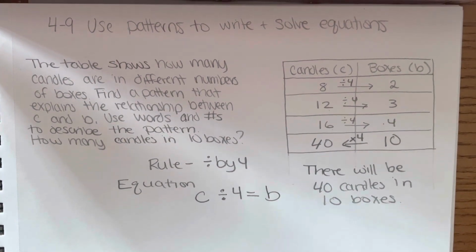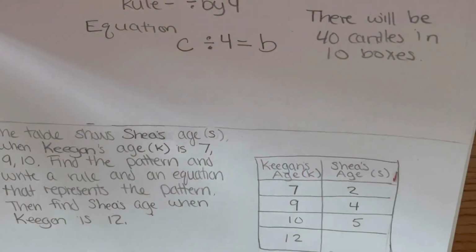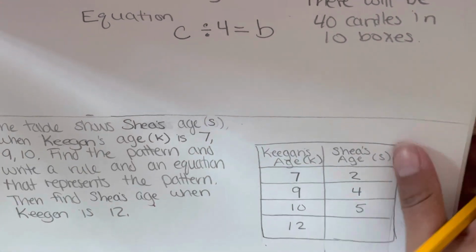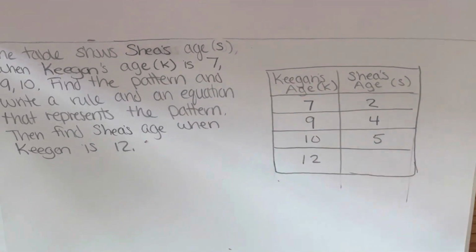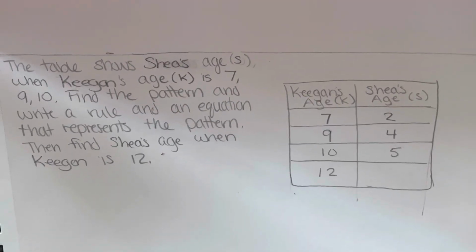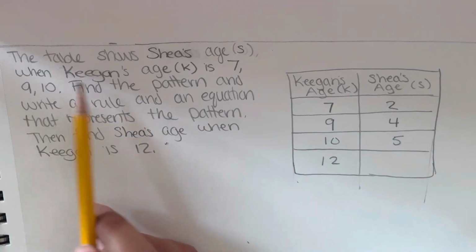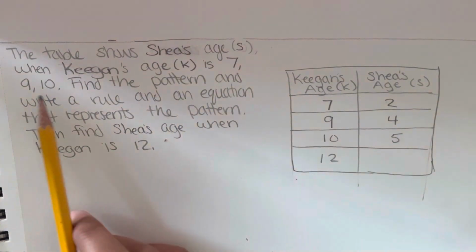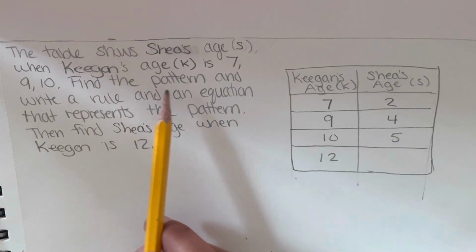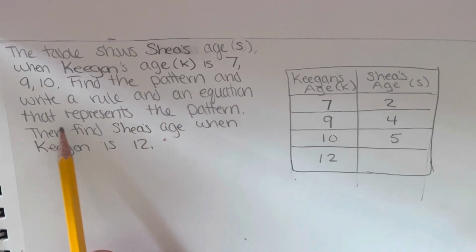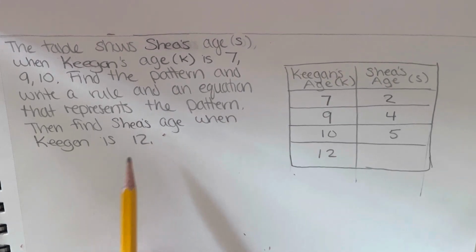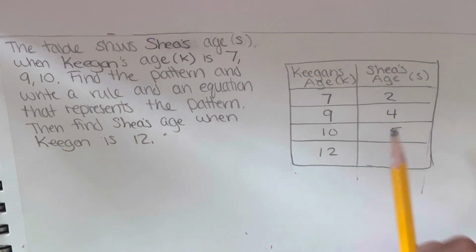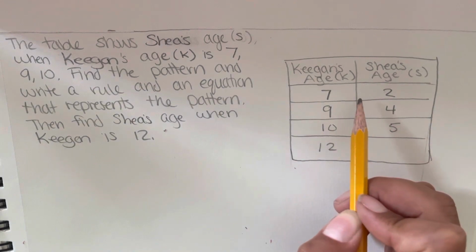Let's do one more example. All right. This table shows Shay's age, S, when Keegan's age, K, is 7, 9, and 10. Find the pattern and write a rule and an equation that represents the pattern. Then find Shay's age when Keegan is 12. So here's my table. I'm going to first look for the pattern.